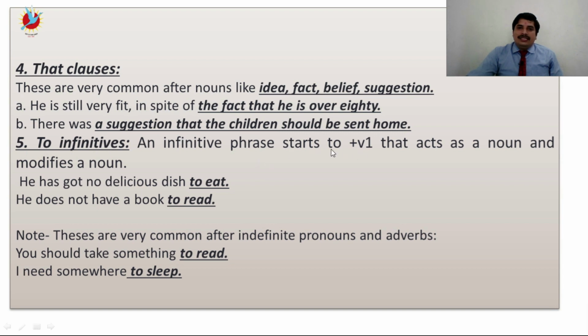An infinitive phrase starts with to plus first form of the verb that acts as a noun and modifies a noun, right? So he has got no delicious dish to eat. So here dish is a noun and to eat is the post modifier of this noun dish. Similarly, he does not have a book to read. A book is a noun and to read is modifying it, as it has been used as a post modifier of the noun book.